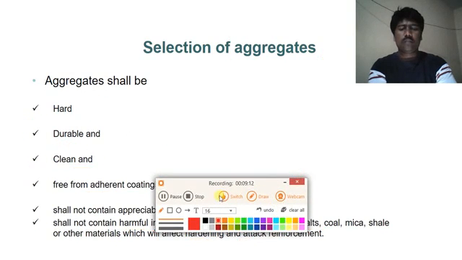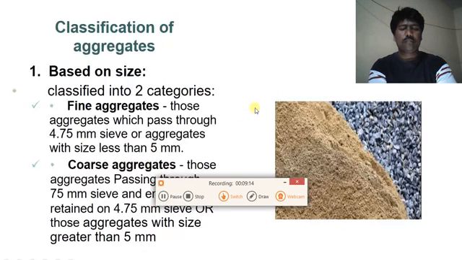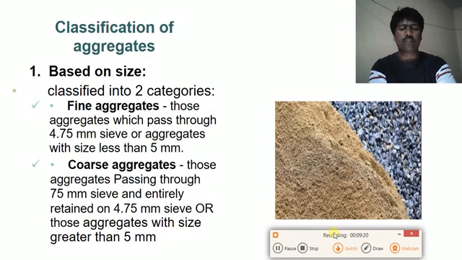In the next slide, we will see the classification of aggregates. From here we will start the main classification of aggregates. The classification of aggregates is based on so many parameters. Among them, the first one is based on their sizes. This could be the major criterion in classification of an aggregate. Based on size, these aggregates are classified into two types. One is fine aggregate and the second one is coarse aggregate.